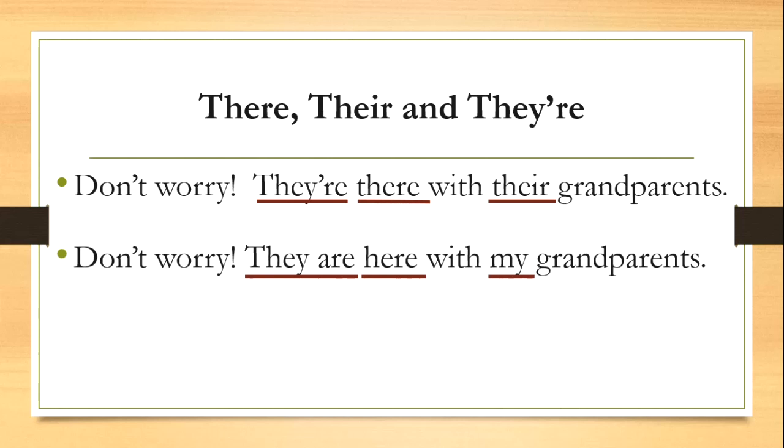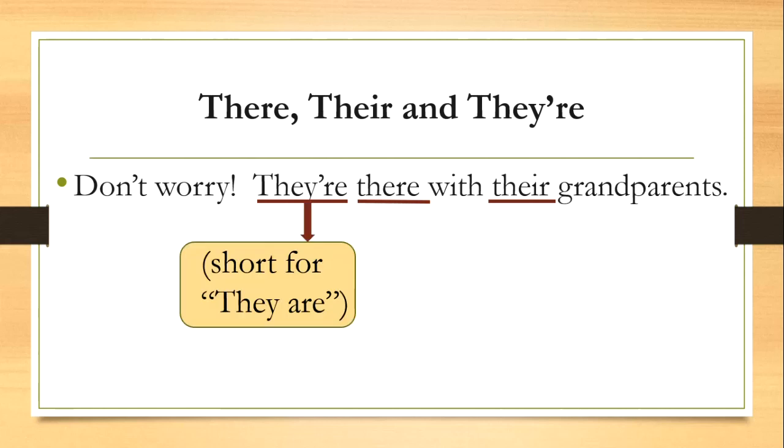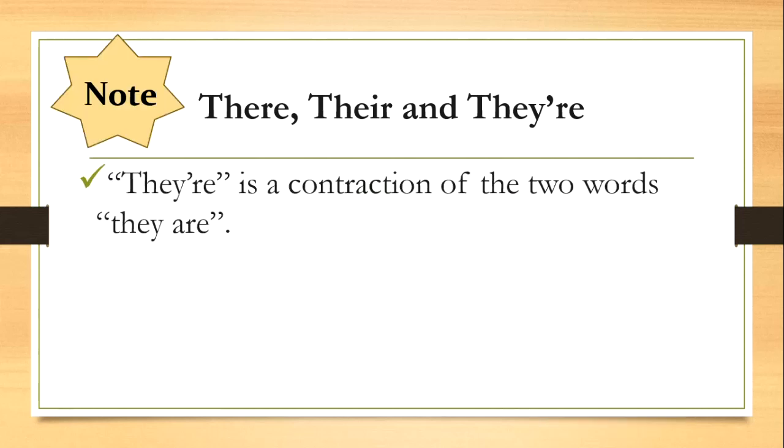Don't worry, they are here with my grandparents. As you can see, they are is the expansion of they're. Here is the opposite of there and refers to a place. Therefore, there will refer to a place. My shows possession, so their will also show possession. Now that everything's clear, they're is the short form for they are. There refers to a place and their shows possession.